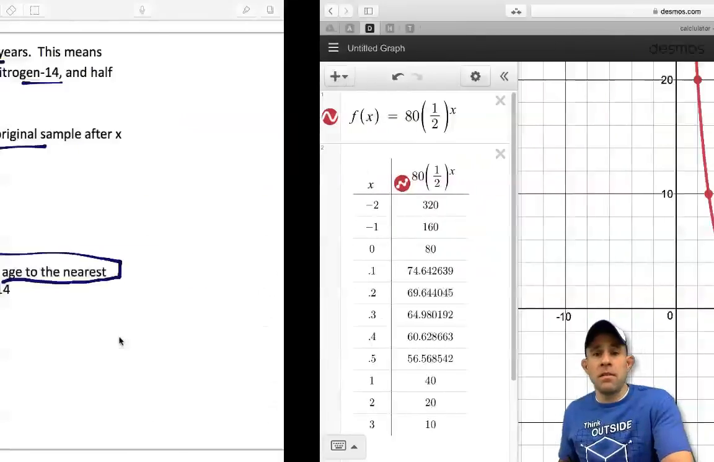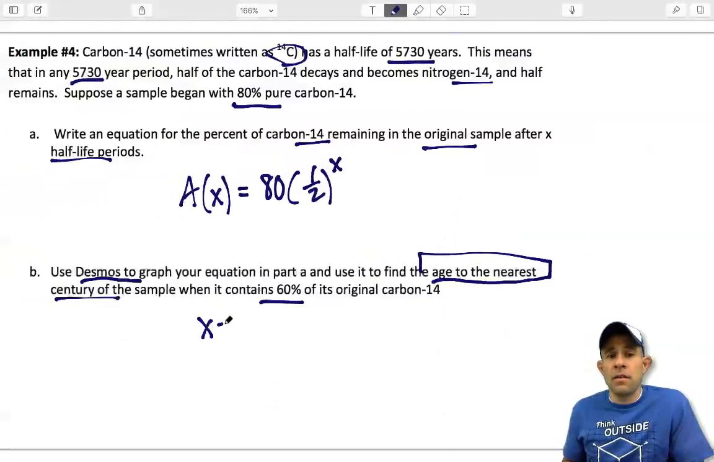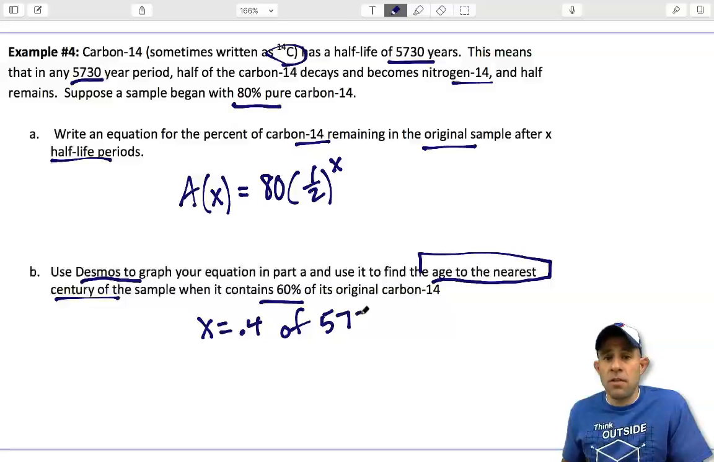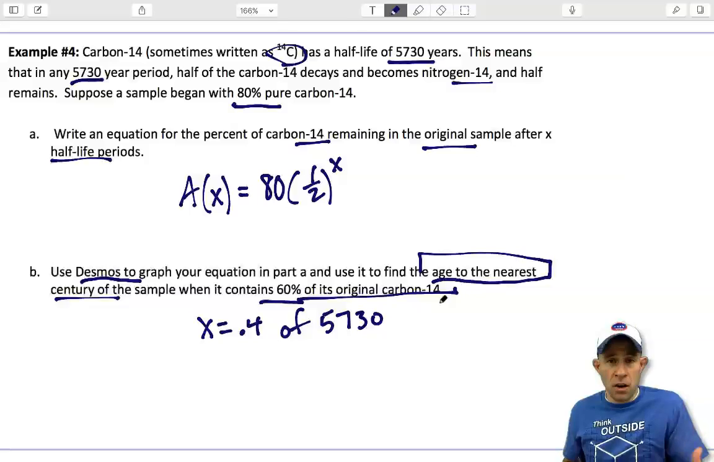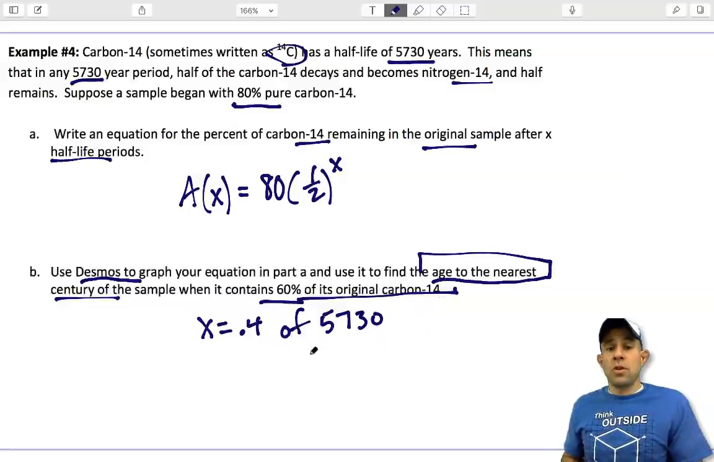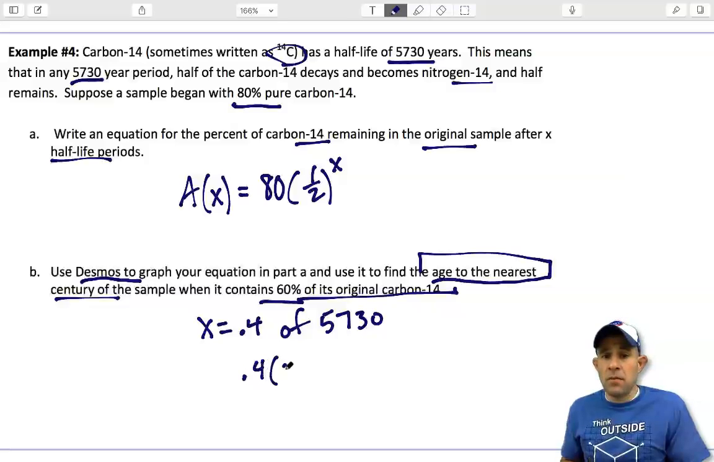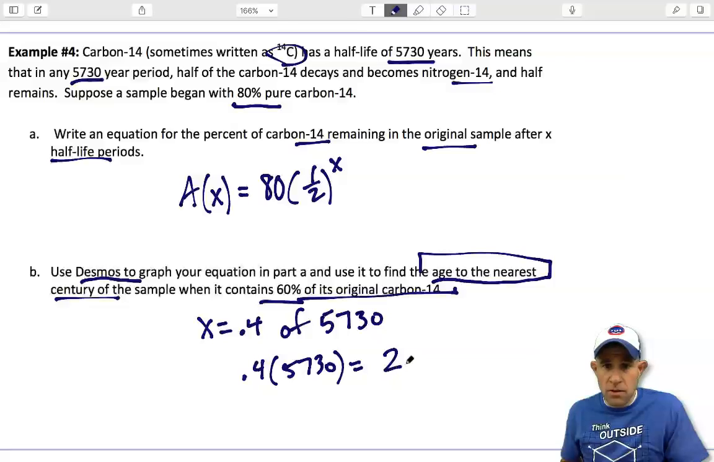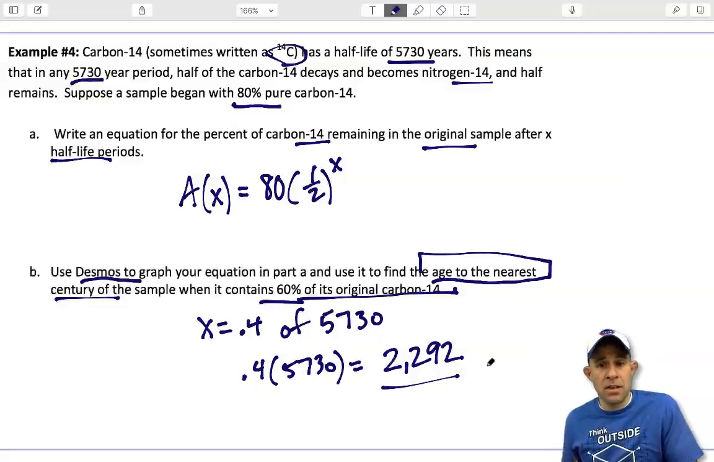So that means when x is equal to 0.4, or in other words, 0.4 of 5,730 years, that's how many years it would take for that carbon dating to get down to 60%. So we need to multiply 0.4 times 5,730, and that's going to give us the number of years of 2,292 years. In other words, that sample will be 2,292 years old.